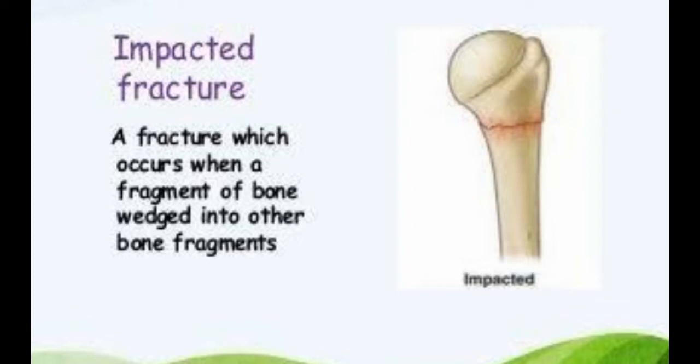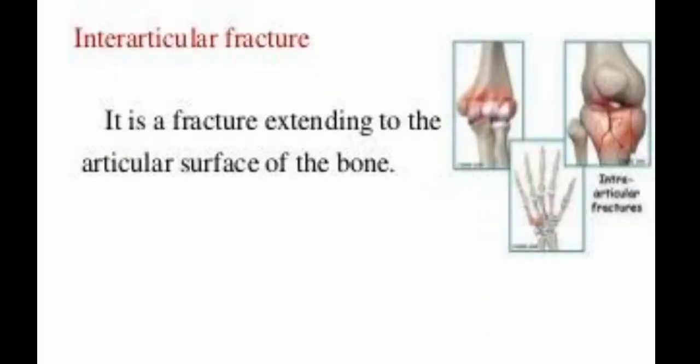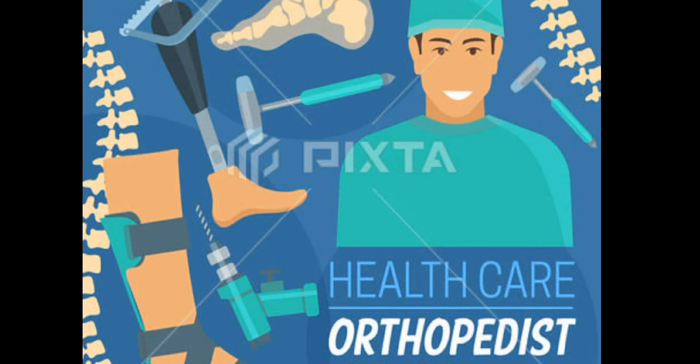Another one is impacted fracture, a fracture which occurs when a fragment of bone wedges into other bone fragments. Okay, when two bones are collapsed, you can say. Last one is intra-articular fracture. It is a fracture extending to the articular surfaces of the bone. It is specifically at the articular surfaces.